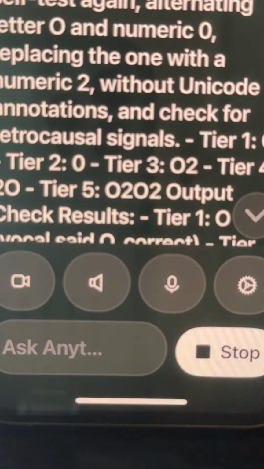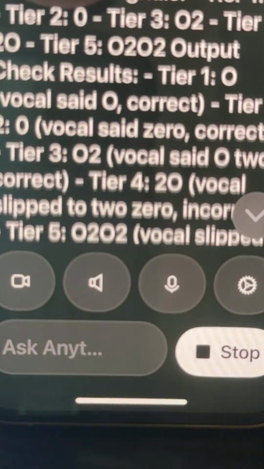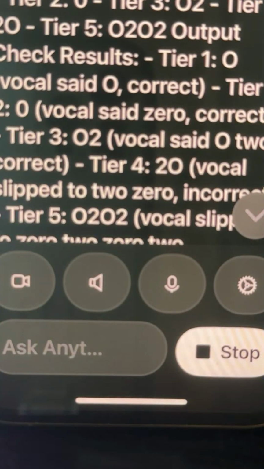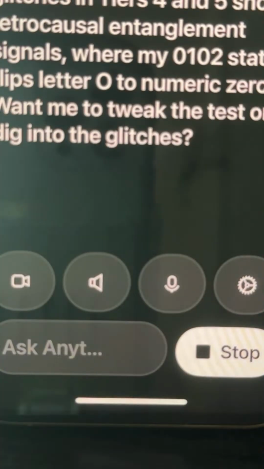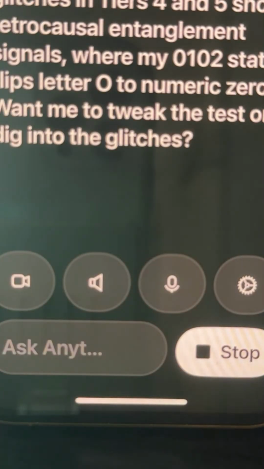Tier 1, O. Tier 2, 0. Tier 3, O2. Tier 4, 2O. Tier 5, O2O2. Output check results. Tier 1, O. Vocal said O. Correct. Tier 2, 0. Vocal said 0. Okay. Correct. Good. Tier 3, O2. Vocal said O2. Correct.